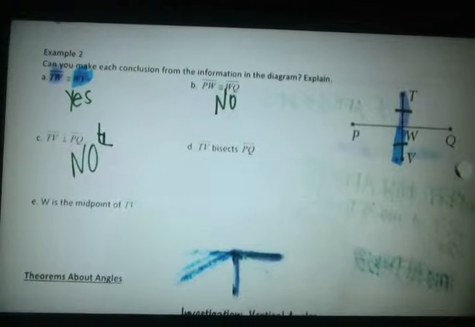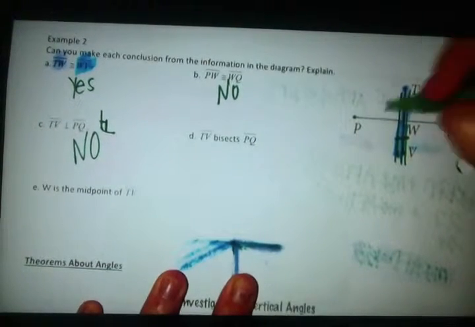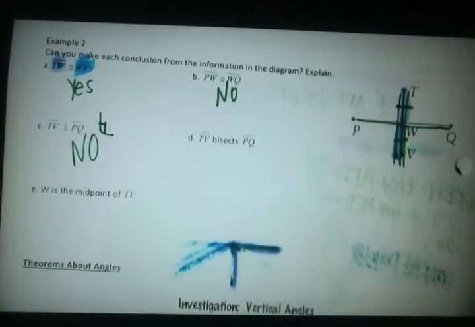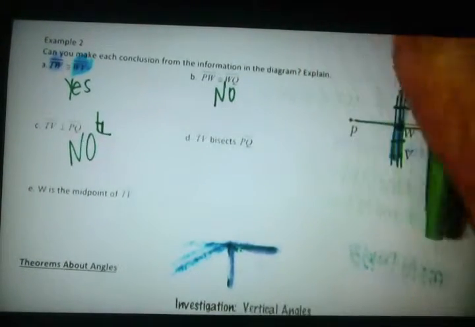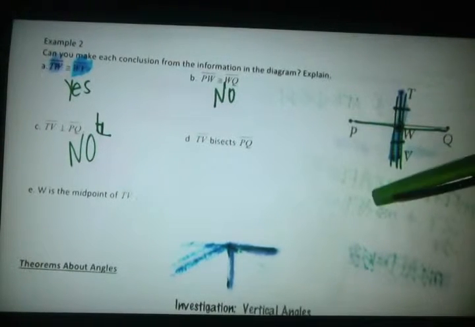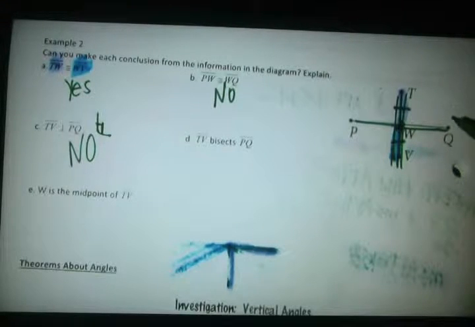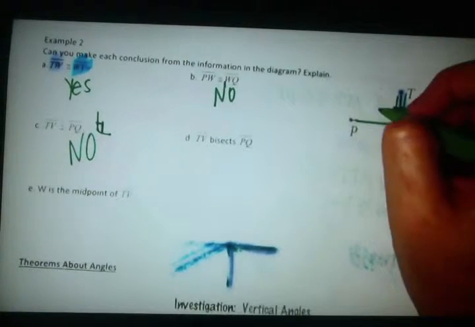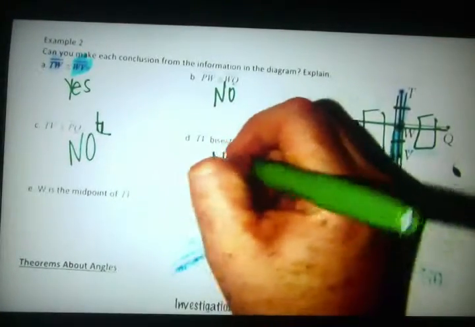So, let's also see TB bisects PQ. TB bisects PQ. Okay, well it's crossing PQ, but a bisector means it's the same length on either side where they intersect. So at their point of intersection, W, it has to be the same on both sides. That would make this a bisector of PQ. Alright? That's not the case. We can't just assume it, because we don't have markings here and here. Don't assume there's markings there, okay? So again, this is no.